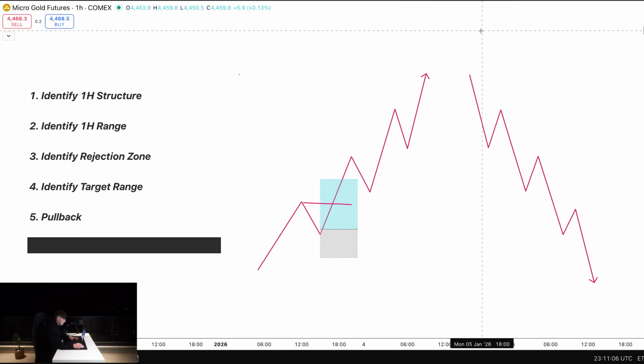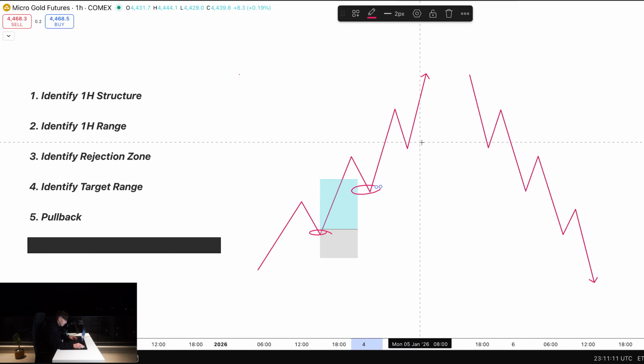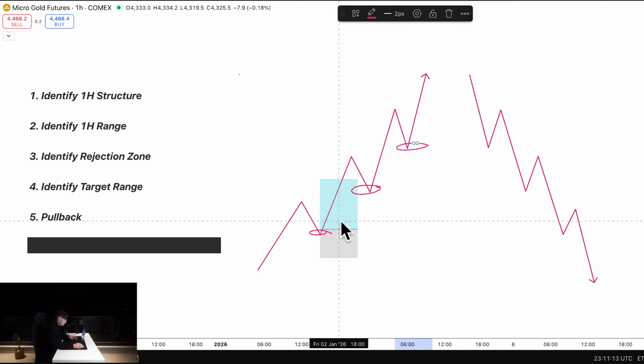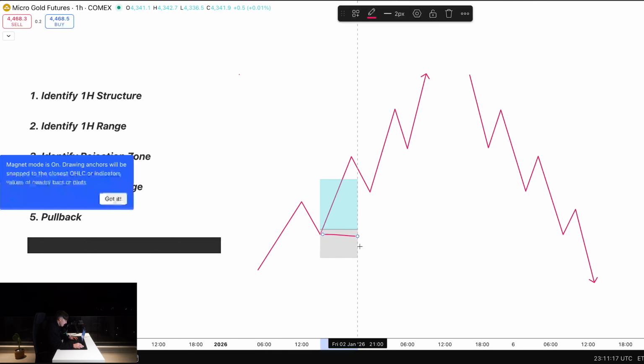But you might be asking me, Sam, how do we know where this low is going to be? And that is the magic of this entry model. You do not need to know where that pullback is going to be. We are not trying to top tick or bottom tick this pullback.